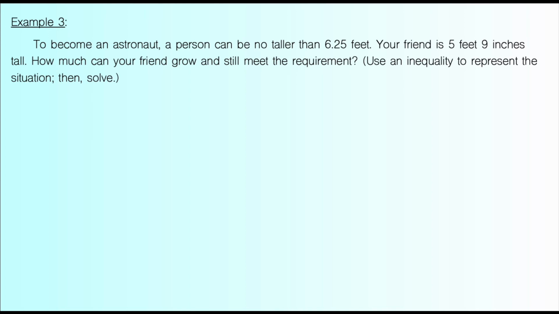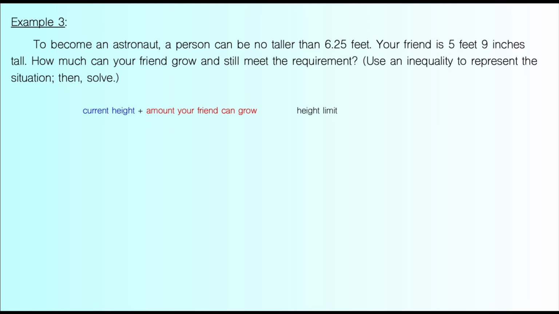To become an astronaut, a person can be no taller than 6¼ feet. Your friend, who is an aspiring astronaut, is 5'9" tall. How much can your friend grow and still meet the requirements for height for astronauts? And I'm asking you to use an inequality to represent the situation and then to solve the inequality to show the set of solutions. So first, I'm going to write this out in words.